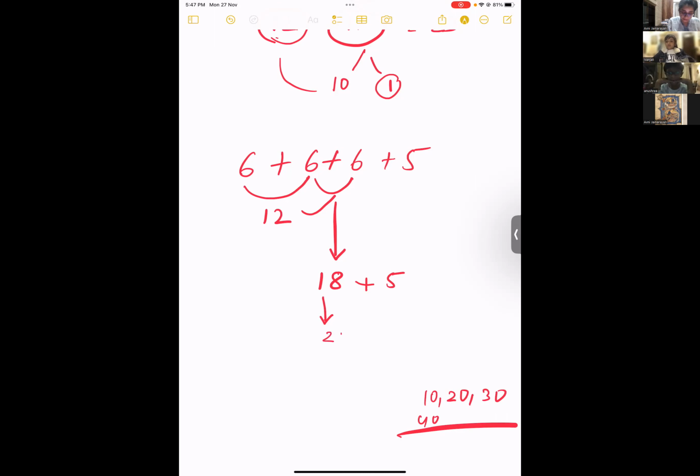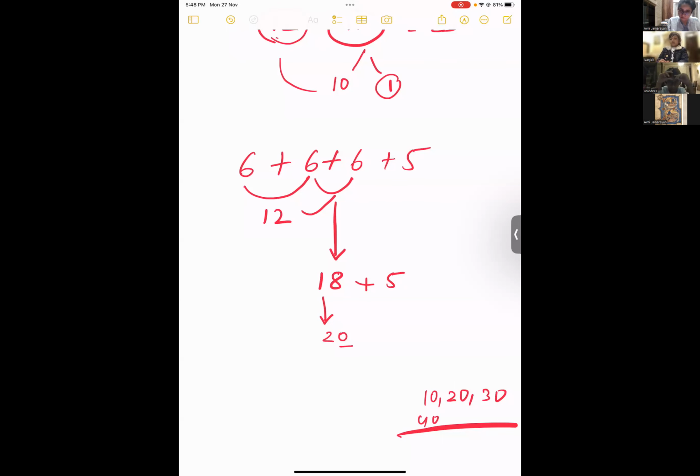Twenty, Kabir. No, a whole ten, not twenty. Whole tens don't have anything in the units place. The units place has zero. Got it? So yes, 20 is the next whole ten.